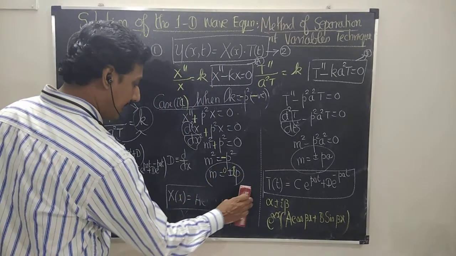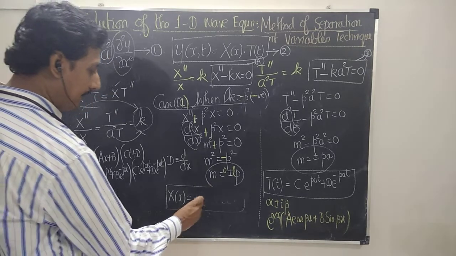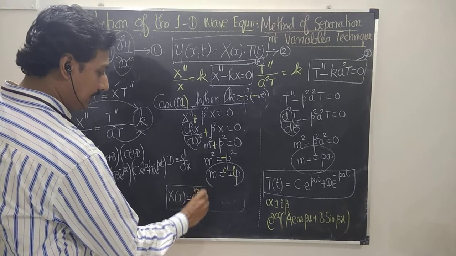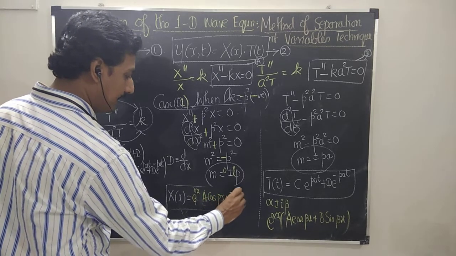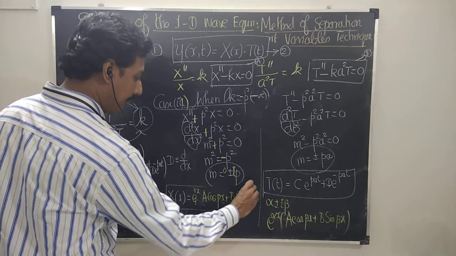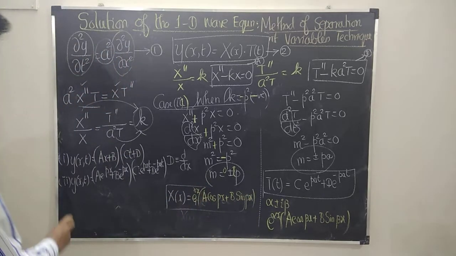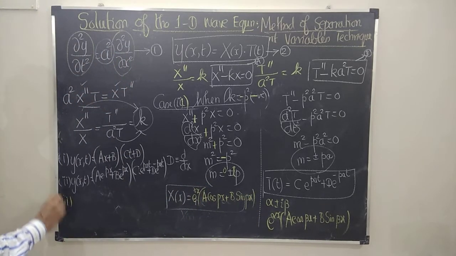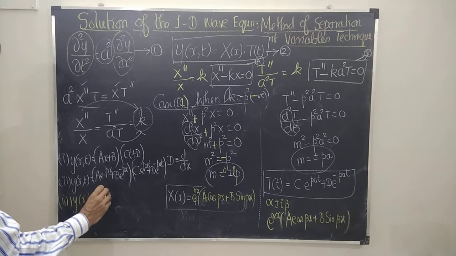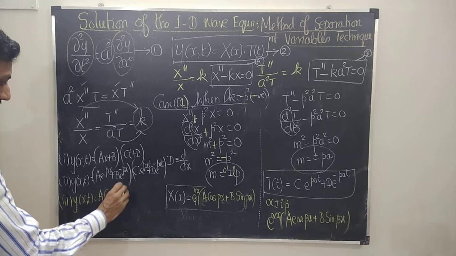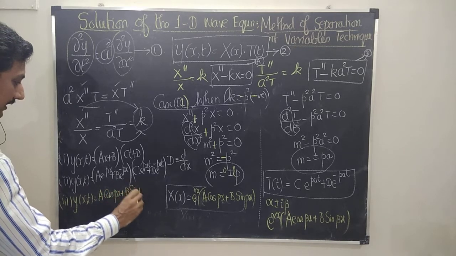So my X of x becomes e power 0x, a cos px plus b sin px. E power 0 is 1. So in the third case, when K is negative, the solution becomes a cos px plus b sin px. This is for the x term.